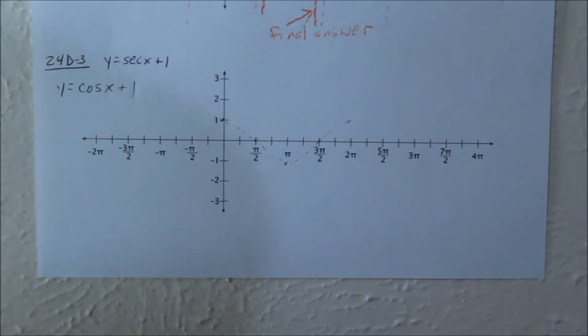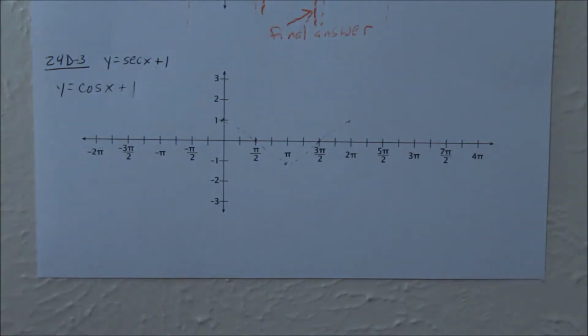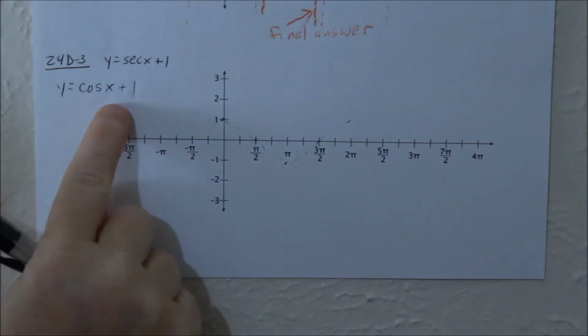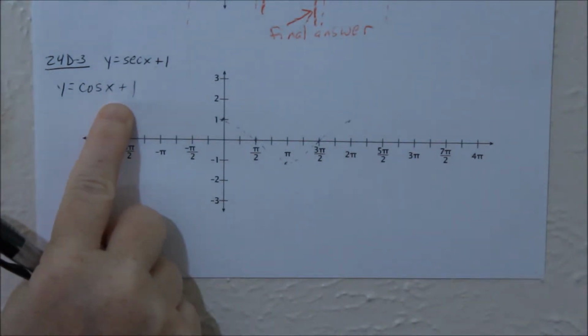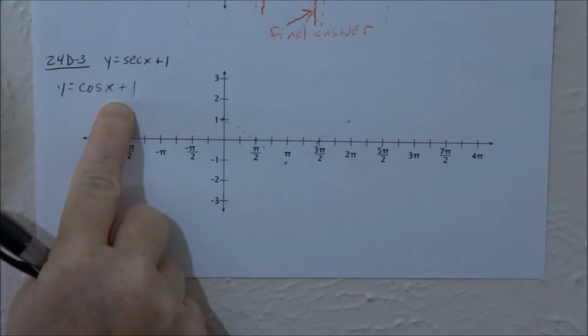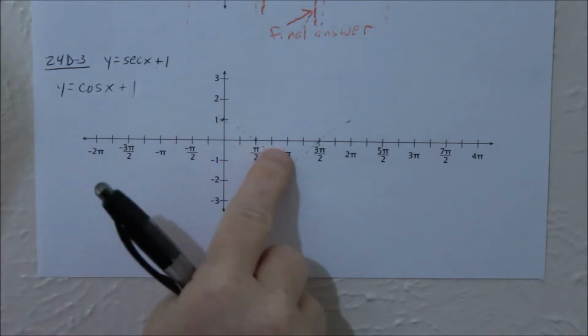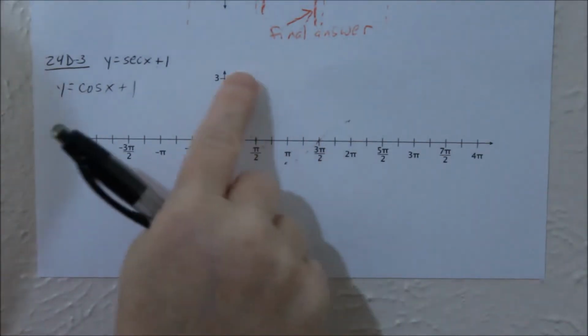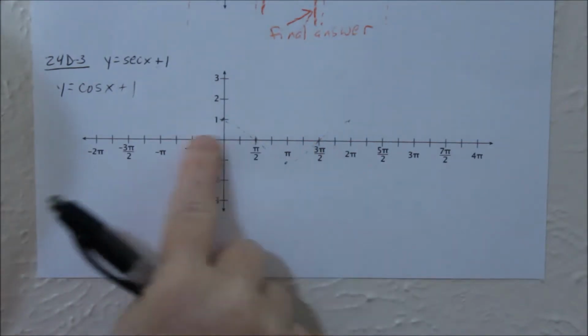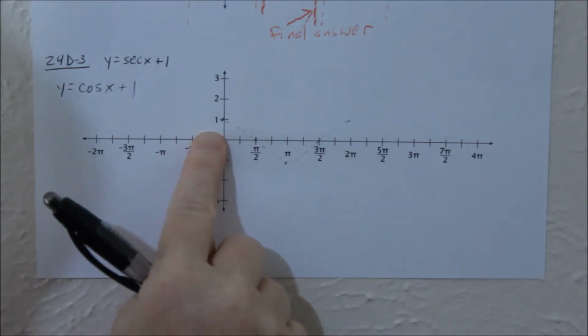I draw my asymptotes in first. Before I make any changes, I draw my asymptotes in. The only time your asymptotes are going to move in the secant and cosecant equations is when you have a phase shift. Phase shift will shift your curve to the right or the left. Okay, shifting this up or down doesn't make my asymptotes move. Shifting this to the right or the left will make my asymptotes move.